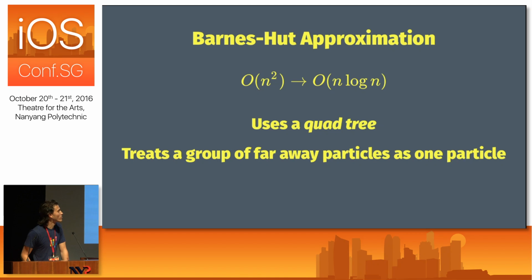So we can actually work around this using an approximation called the Barnes-Hut approximation. Basically, we can reduce it to order n log n using a quad tree. Quad trees are really cool, and I'm going to show you how building a quad tree in Swift is super, super elegant. The idea is that instead of iterating over every single particle, we treat a bunch of faraway particles as one, so that we don't have to do as many calculations.